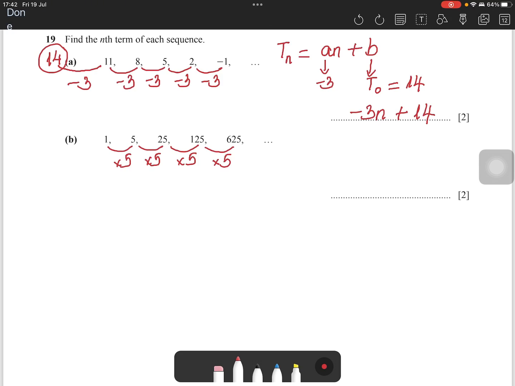And the general form of an exponential sequence is Tn equals T1 multiplied by r to the power of n minus 1. T1 in this case is the first number, 1. And r is the common ratio, which is 5, so 5 to the power of n minus 1. You know that any number multiplied by 1 is itself, so we just write 5 to the power of n minus 1.